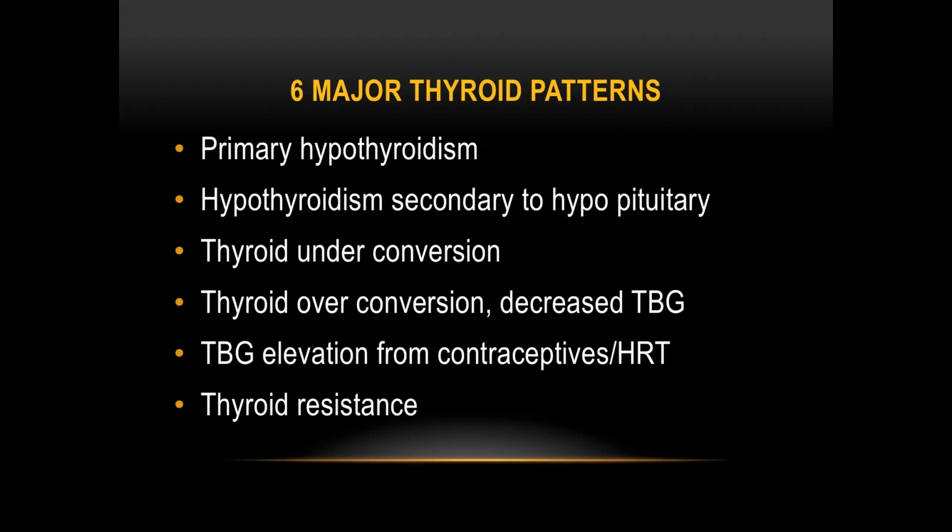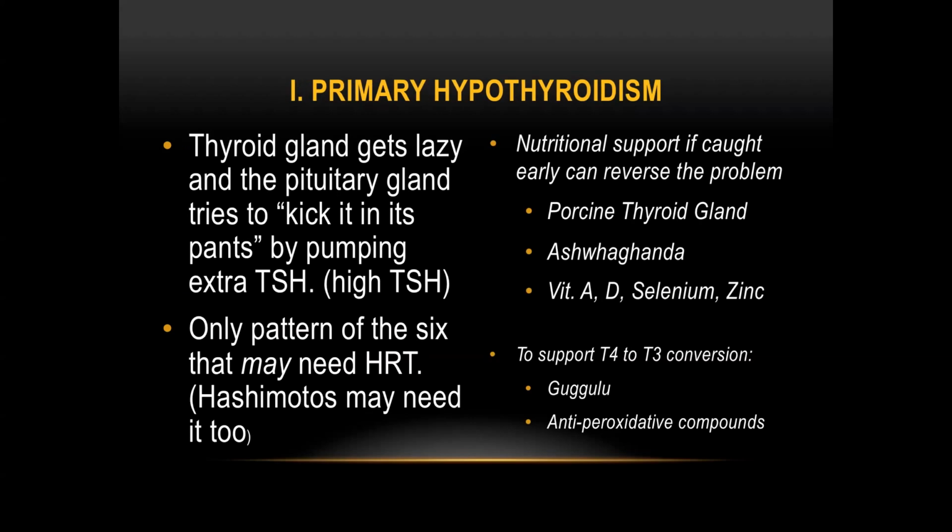The 6 major thyroid patterns. The first pattern is primary hypothyroidism. This is when the lab shows a high TSH. So if the pituitary gland senses the thyroid isn't doing its job, it will pump out extra TSH, giving the thyroid a kick in the pants.